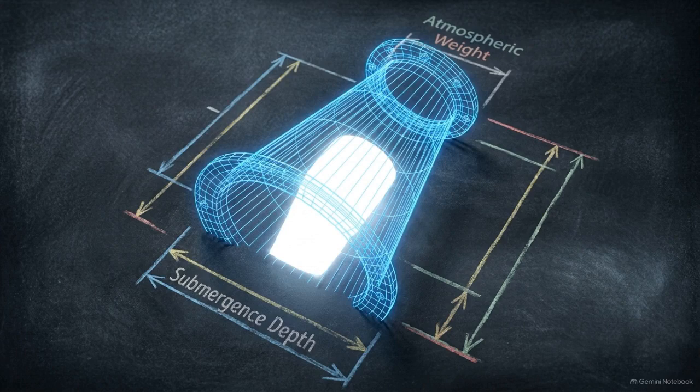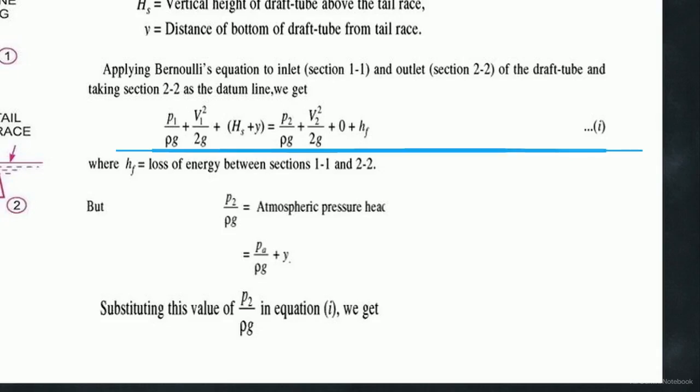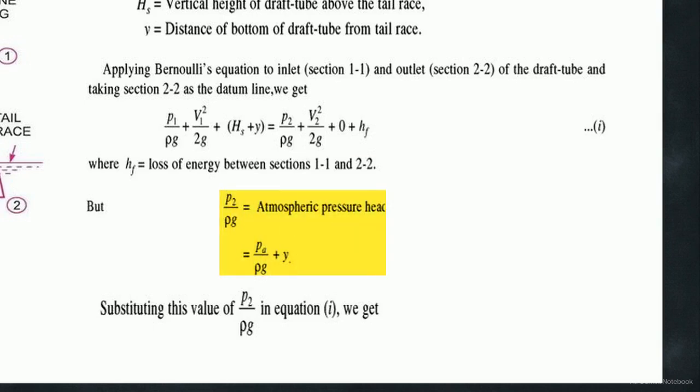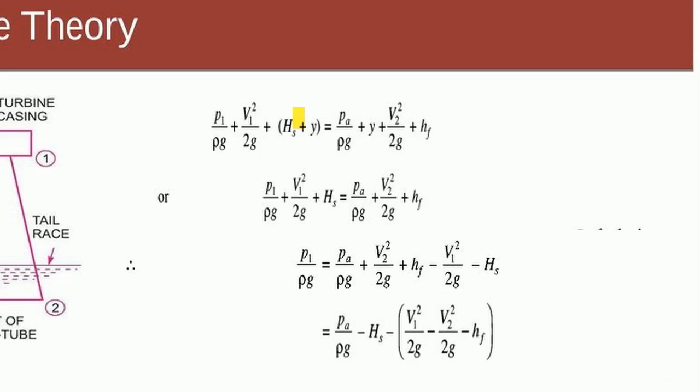By locking in these rigid physical constraints, submergence depth and atmospheric weight, we establish the mathematical anchors required to isolate the tube's internal forces. Look at the primary Bernoulli equation, balancing Section 1 against Section 2. On the right, we replace the outlet pressure head with our known boundary conditions, the atmospheric pressure head plus the submerged depth, y. Notice the elevation variable y appears on both the left side for inlet elevation and the right side for tail race depth. We algebraically cancel these y terms entirely.